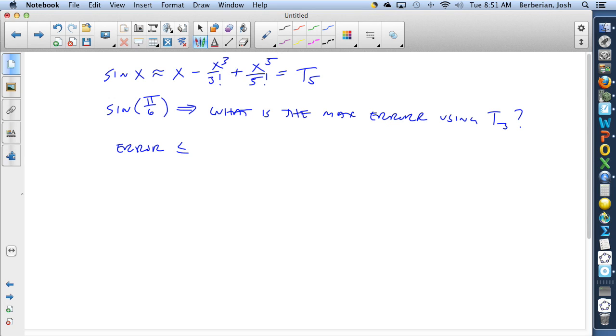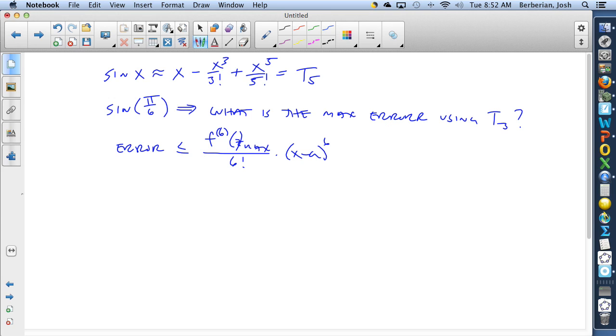Okay? But I know that the 6th term of the polynomial is going to be 0, so I can essentially say, hey, I can do better than telling you that the error is going to be less than the next 0 term. I can tell you that error is going to be less than the next non-zero term, which is going to be smaller than if I calculated this for the 6th term. So I could say this. I could totally do that.